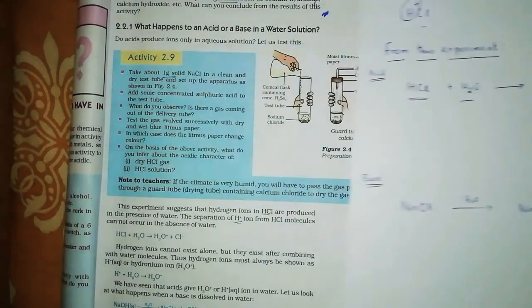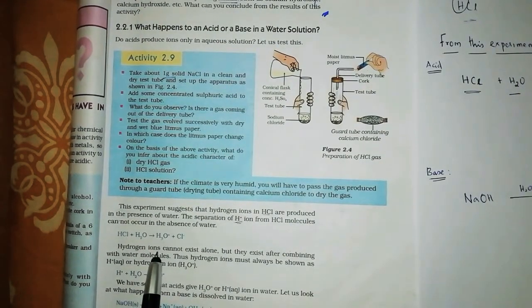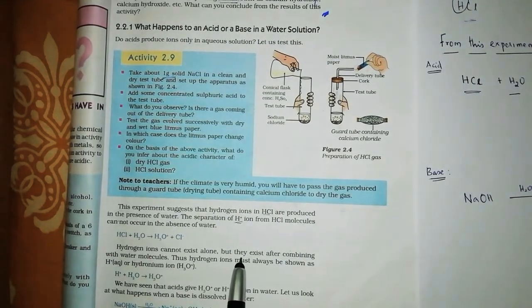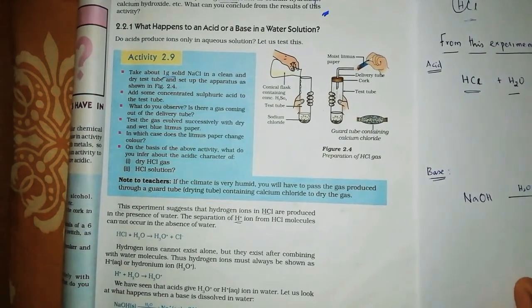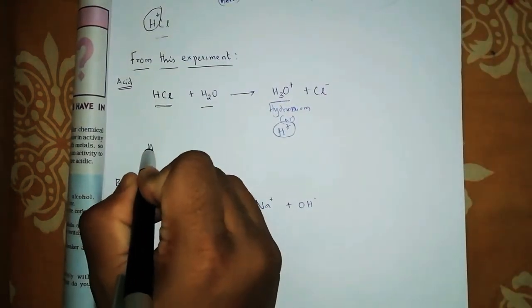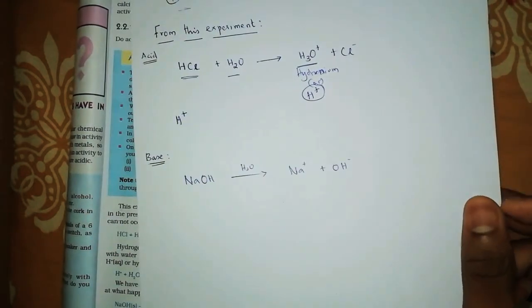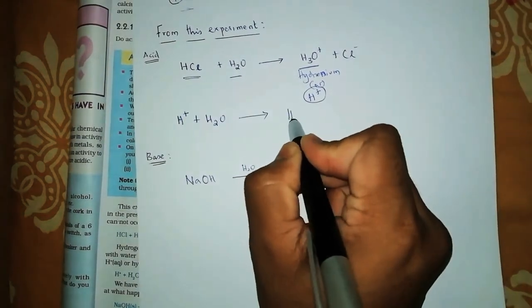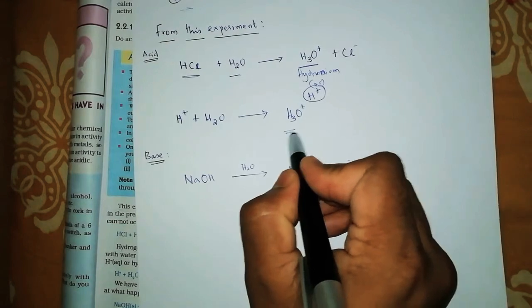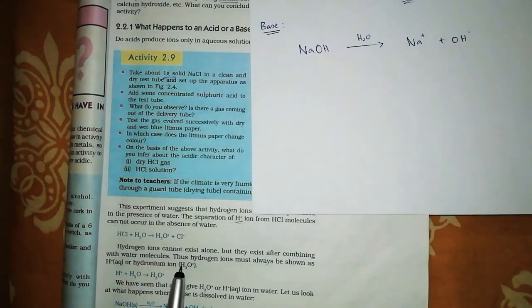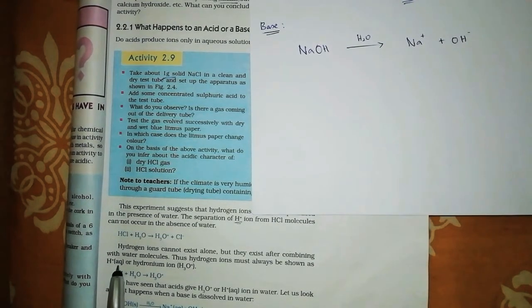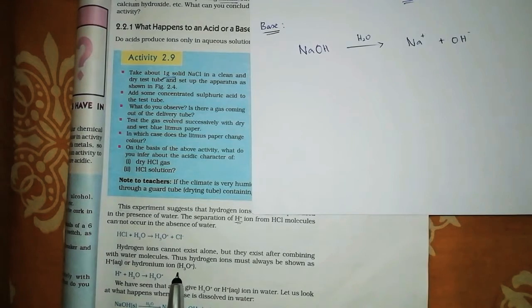This is a very important thing. So, hydrogen ions cannot exist alone because they cannot live alone. So, what do they do? They exist after combining with water molecules. So, you cannot see H plus ions separately anywhere. They combine with H2O and form H3O plus ions. That is the hydronium ion. This is what is formed here. Thus, hydrogen ions must always be shown as H plus aqueous, that means mixed with water, or hydronium ion H3O plus. Clear?